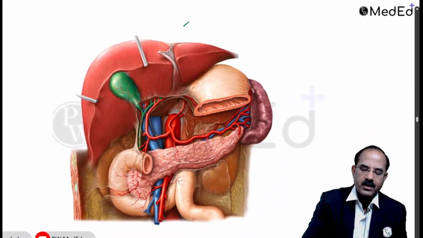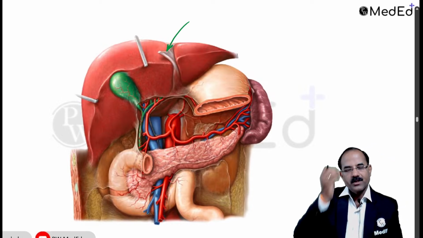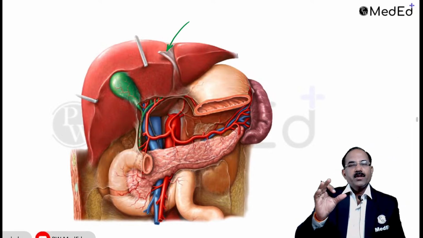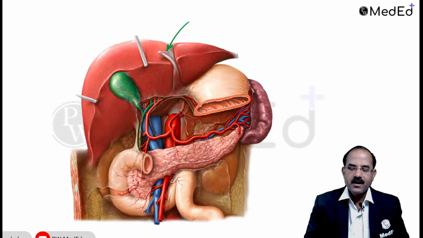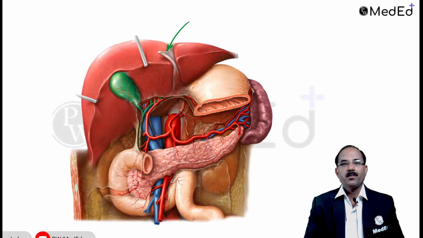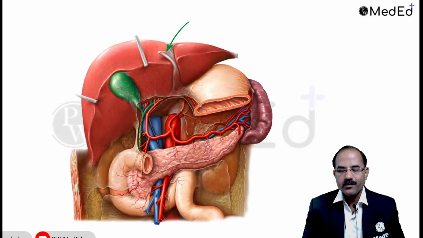Students, can you tell me what is this? What is this ligament? This is a fold of peritoneum. From the anterior abdominal wall it goes to the liver. What is this known as? This is what we call the falciform ligament. Remember this, falciform ligament.